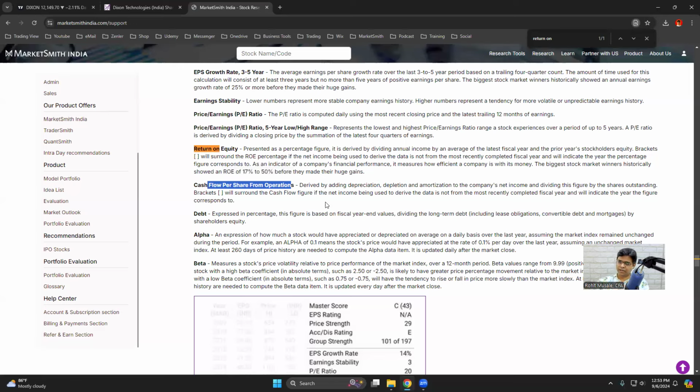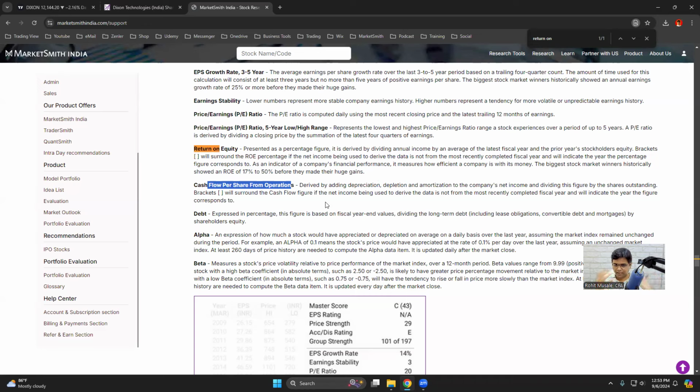So if the company is buying a plant or machinery, or buying some land, that is not considered operations, because that is like buying an asset. It's like making an investment. Or financing cash flow, like companies giving dividends or raising money by borrowing, that is not operational cash flow, that is financing cash flow.